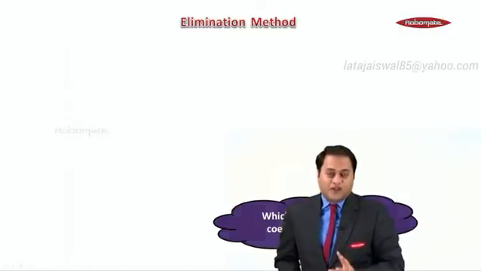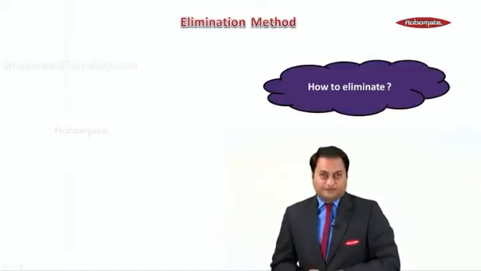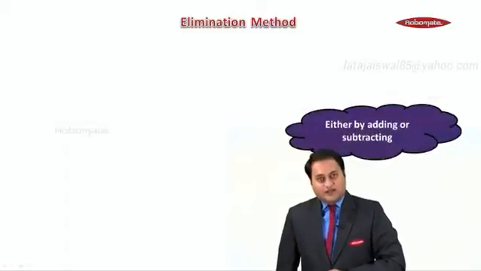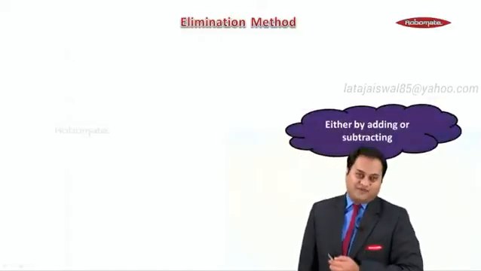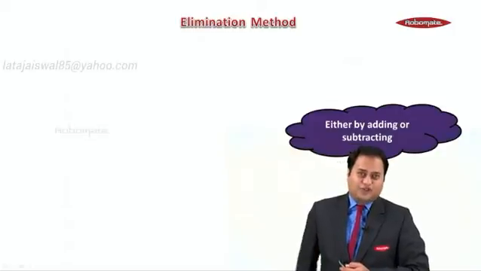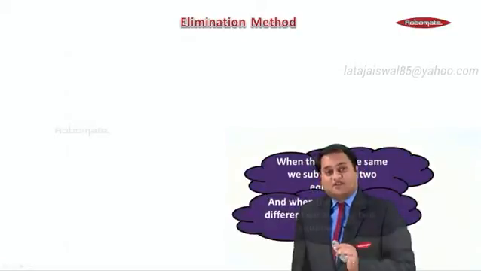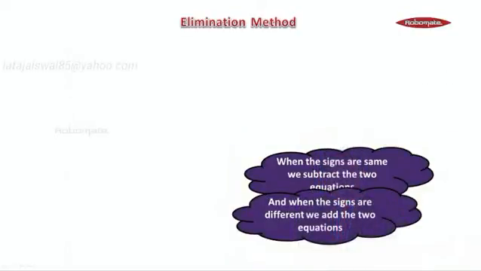As simple as that. But now the question is, how to eliminate? We can eliminate the variable with the same coefficient either by adding or by subtracting. Now when to add and when to subtract the two equations? When the signs are same, we subtract the two equations. Same signs, subtract. When the signs are different, we add the two equations. Different signs, add. So remember this, signs are same, we subtract the two equations. Signs are different, we add the two equations.